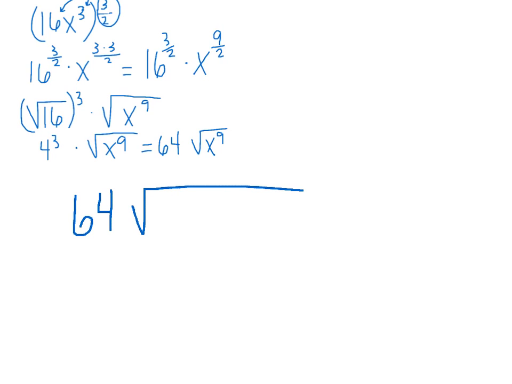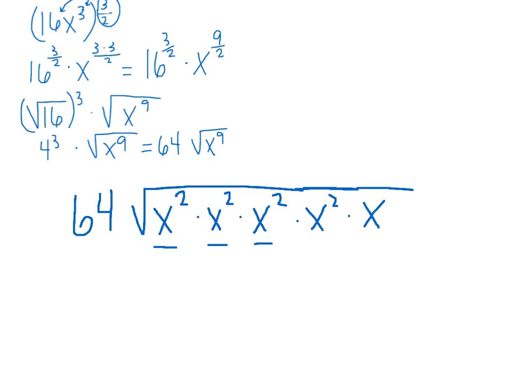And because my index is 2, I've got a square root here, I want to separate x to the 9th into little x squares, as many as I can get under there. So far I've got 2, 4, 6, 8, and the last one has got to be a single x. Counting my exponents, 2, 4, 6, 8 plus 1 makes 9. That's still equal to my original x to the 9th.